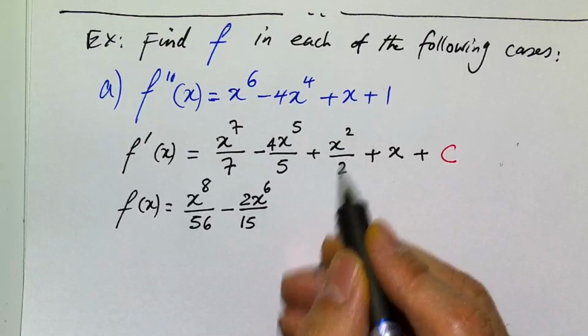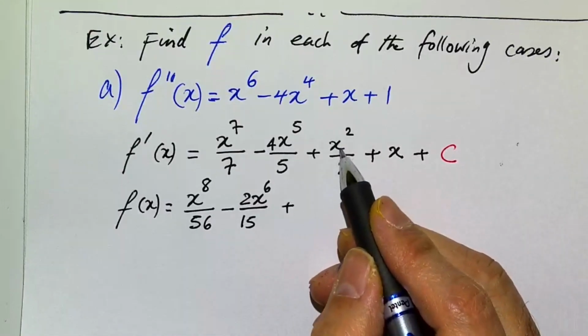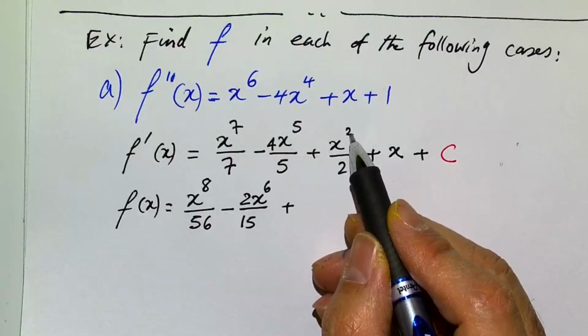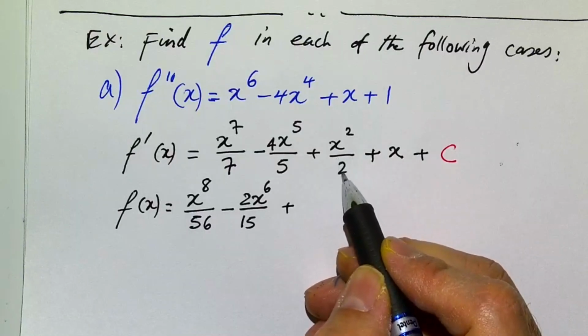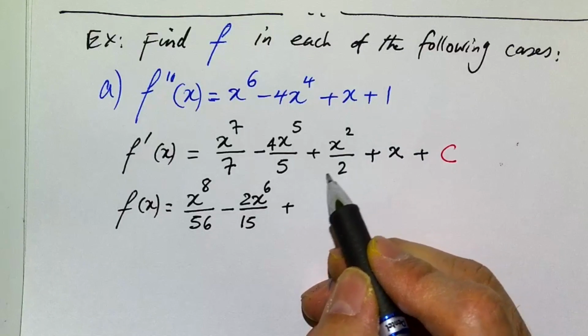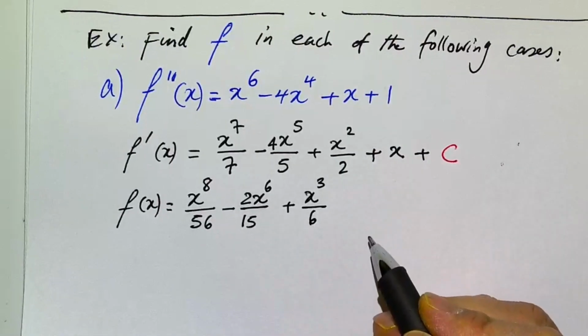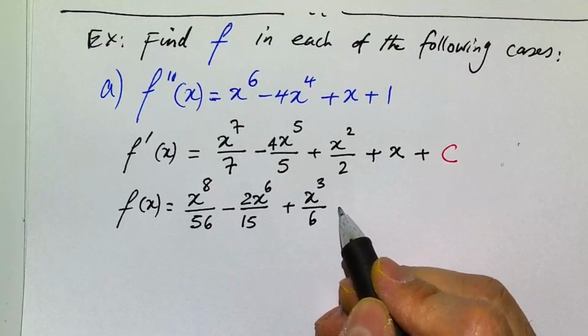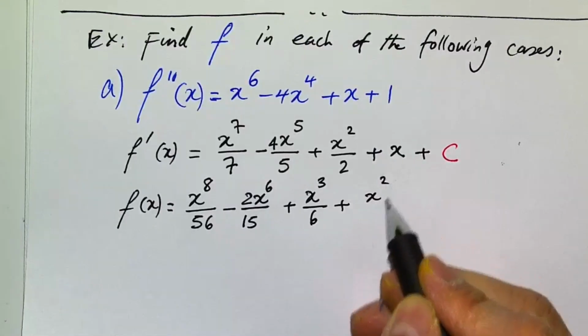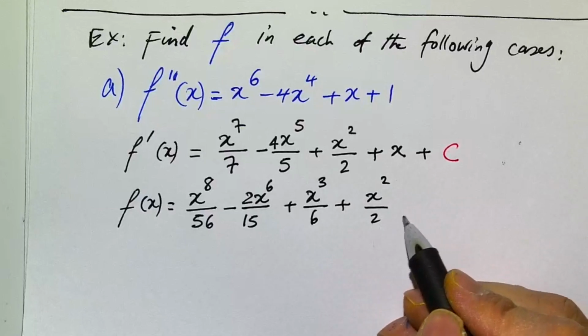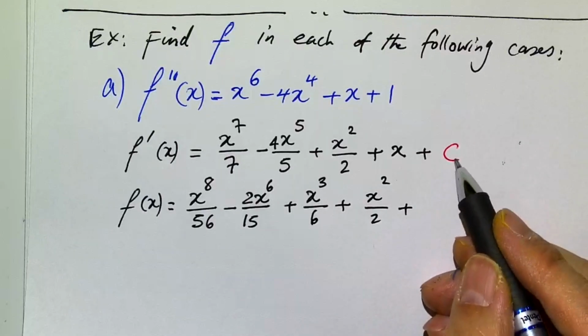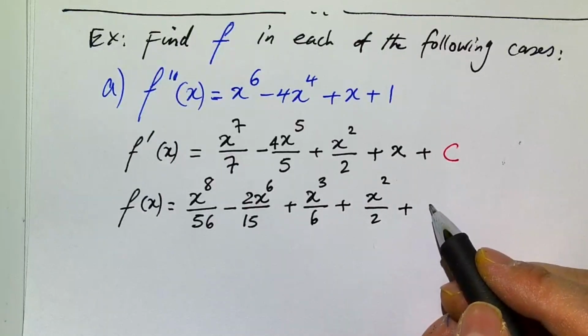Okay, so how about this? Again, very simple. Add 1 to that. Divide this by the new power, which is 3. So 3 times 2 is 6. So x cubed divided by 6. And plus, of course, x squared over 2 plus, what about here then?